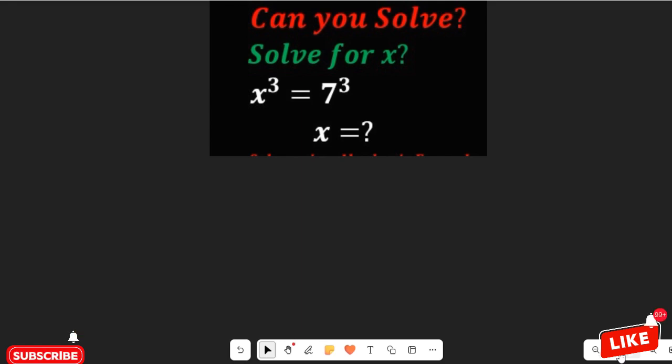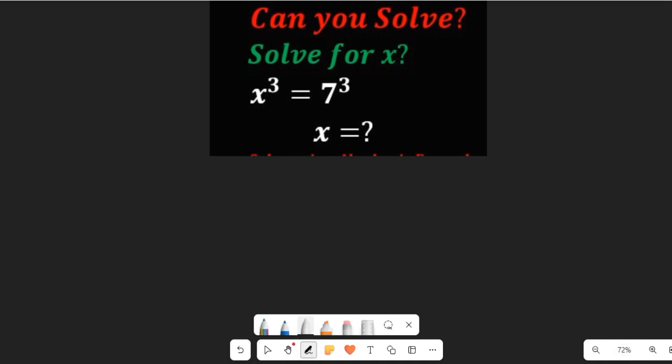Now, let's get started. If we're given this expression x to the power of 3 equal to 7 to the power of 3, I can simply use the algebraic expression that represents the third power. Taking 7 to the power of 3 to the left-hand side, the expression becomes x to the power of 3 minus 7 to the power of 3, and this will be equal to 0, right?